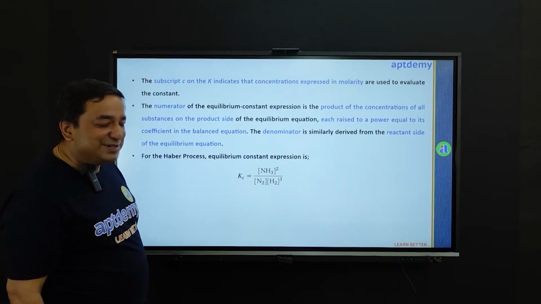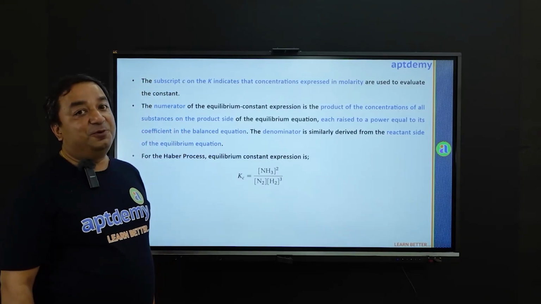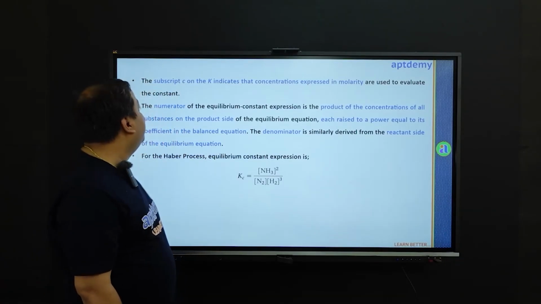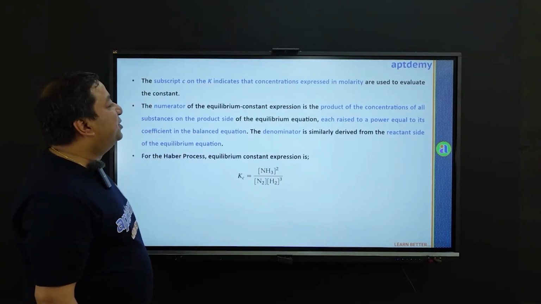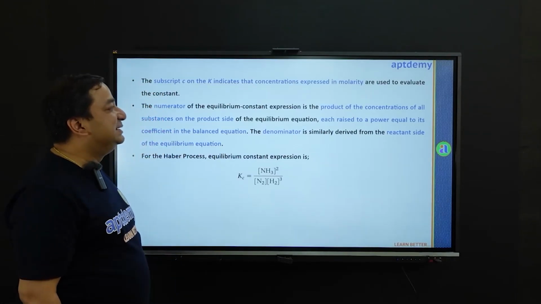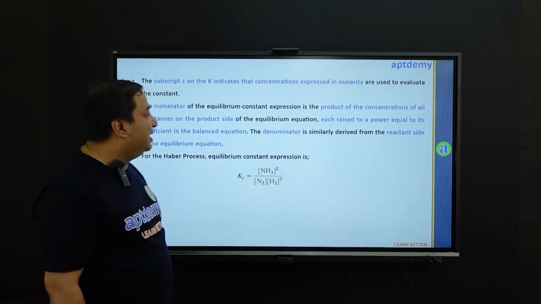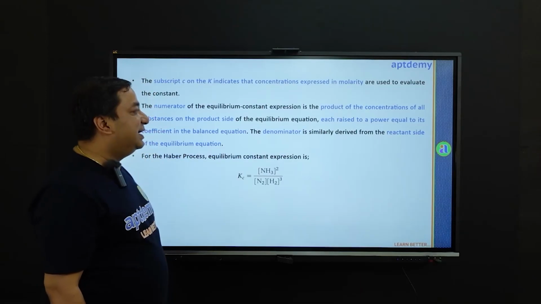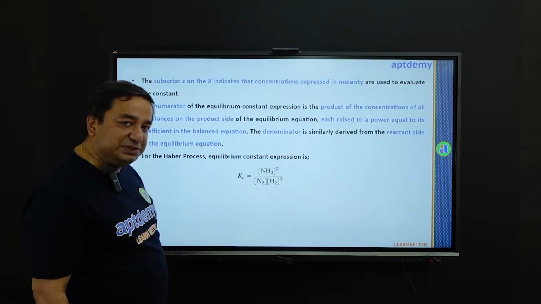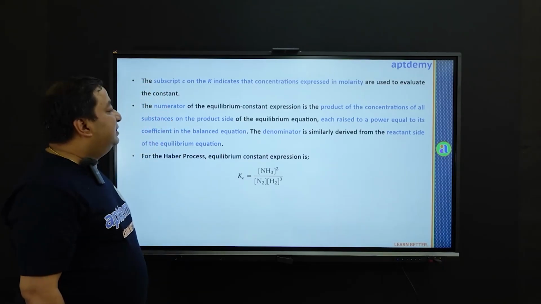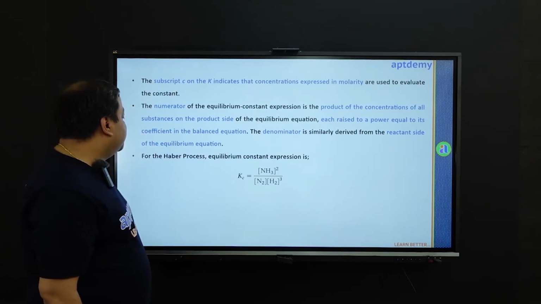Now this subscript C, what is the meaning of it? As I told, it indicates concentration expressed in molarity, which is used to evaluate the constant. The numerator of the equilibrium constant expression, as I have told you, is the product of the concentrations of all the substances on the product side of the equilibrium equation, and each is raised to the power equal to its coefficient in the balanced equation. This is already discussed. The denominator is similarly derived from the reactant side of the equilibrium equation.